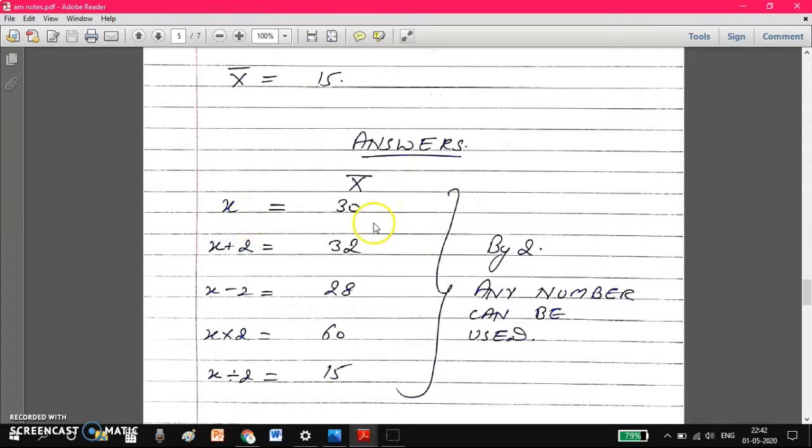So only X answer was 30. The mean of only X was 30, and the mean of X plus 2 was 32. Mean of X minus 2 is 28. Mean of X multiplied by 2 is 60. Mean of X divided by 2 is 15.